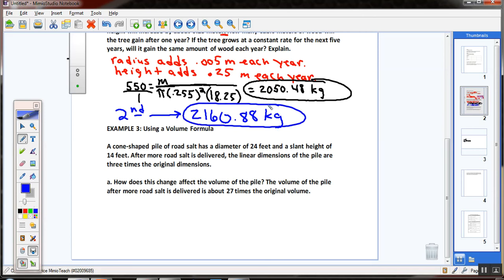Okay. Guys, what's the difference between 2,160 and 2,050? What would 2,160 minus 2,050 get you? 110, right? Okay. So it'll be a change of 110 kilograms. I have a question right up here. Are these two values exactly the same? No, they're a little different.